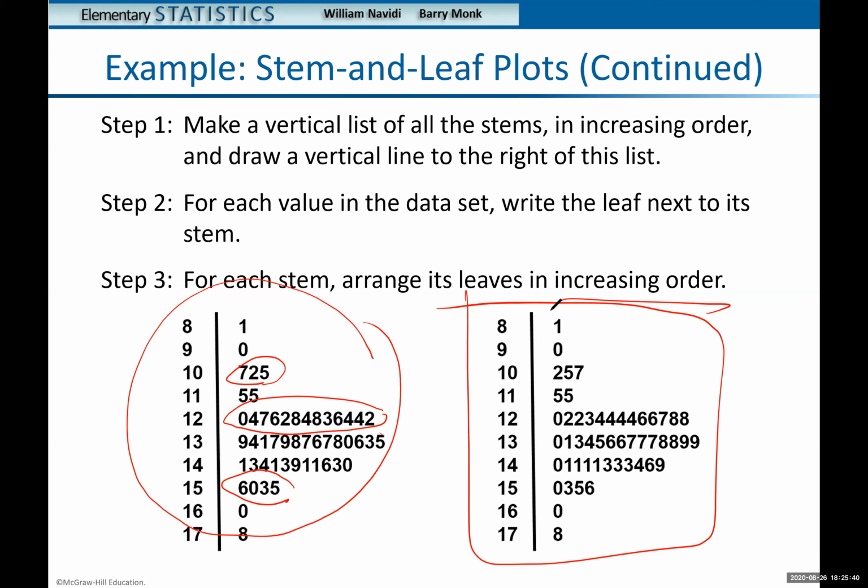you have 8.1 here. When you combine 8 and 1 here, that is 8.1. This one is 9.0. Let's say from 12, look at these numbers, meaning this is 12.0, 12.2, 12.2, 12.3, 12.4. You have 4 12.4s, you have 2 12.6s, you have 1 12.7, and you have 2 12.8s. Okay? Any questions? No questions?